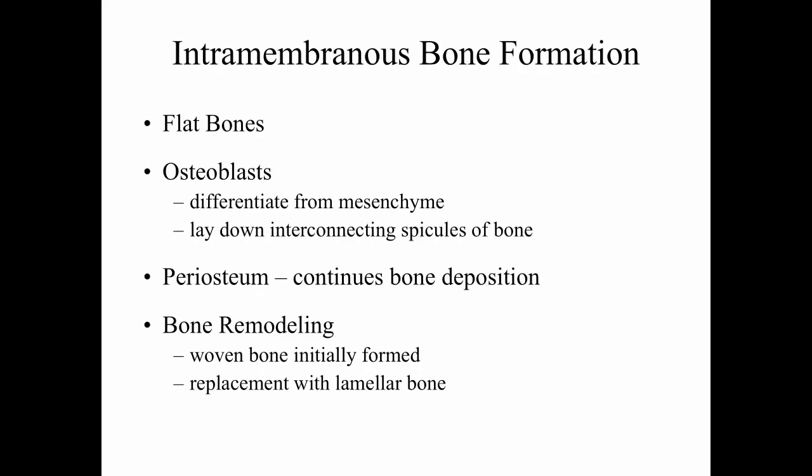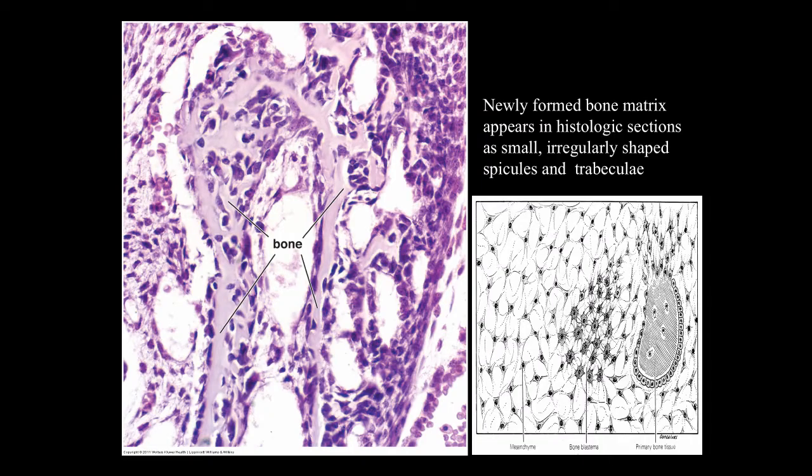Now, as we said, intramembranous bone formation occurs in the flat bones. The osteoblasts differentiate directly from the mesenchyme. They lay down interconnecting spicules of bone. The periosteum continues bone deposition. Bone remodeling will occur, so woven bone that's initially formed is going to be replaced with lamella bone.